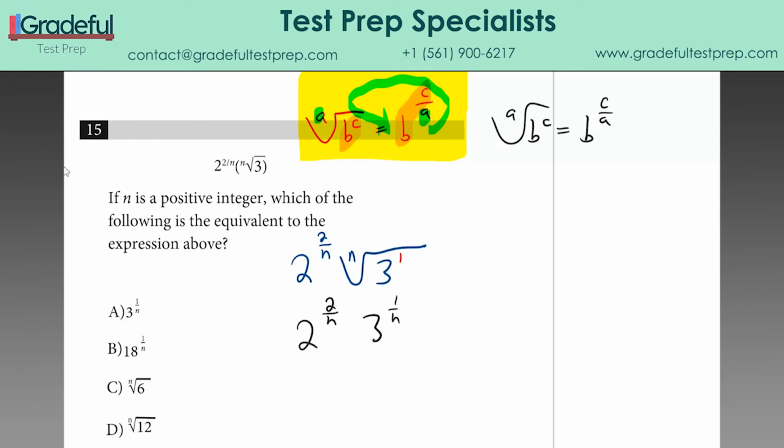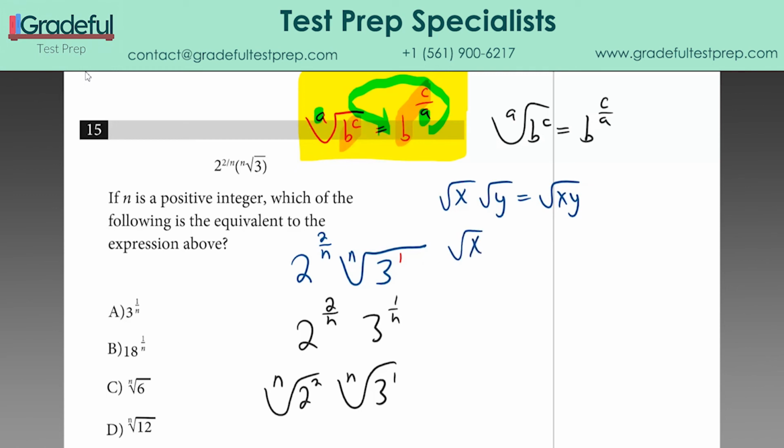And if we convert those both to radicals, that's the nth root of 2 squared and the nth root of 3 to the first. Now here we have it in a critical moment, because if I had the square root of x times the square root of y, then that would become the square root of xy. And the reason we can do that is that we've got the same exact radical both times. And if you have matching radicals, then yes, you can multiply what's underneath. By the way, if I had the square root of x times the square root of x, that would just be x. And that's because the radicals cancel each other. It's really the square root of x squared, and it simplifies.